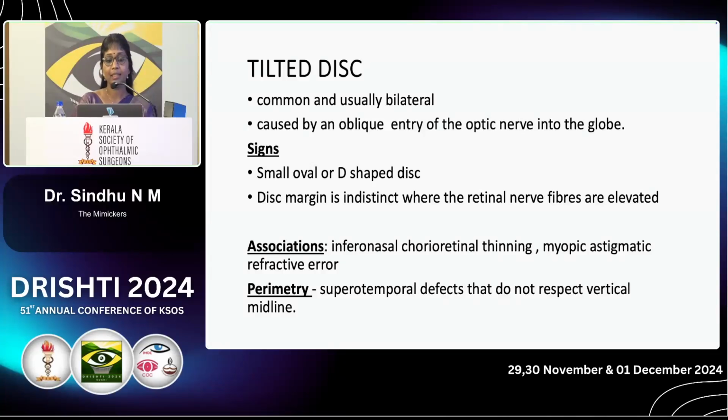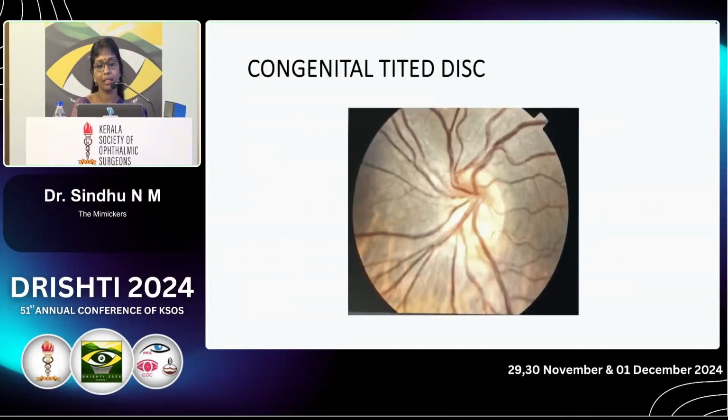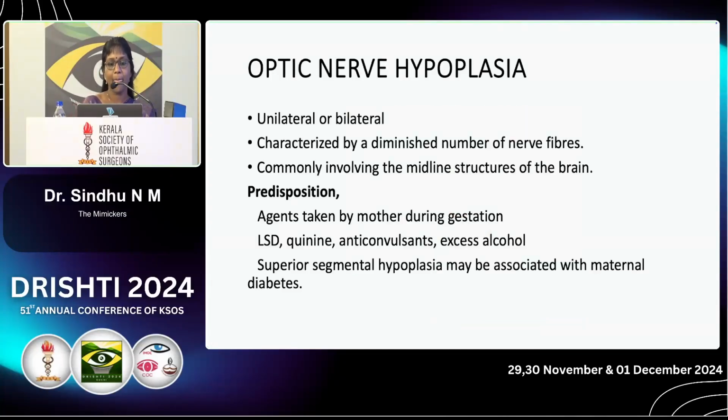Tilted disc is another mimicker, common and usually seen bilaterally. It's caused by an oblique entry of the optic nerve into the globe. The signs include a small oval or D-shaped disc. The margins are indistinct where the retinal nerve fibers are elevated. The associations include inferonasal chorioretinal thinning and myopic astigmatic refractive error. In perimetry, we can see superotemporal defects that do not respect the vertical midline. This is how you see a congenital tilted disc on fundus examination.